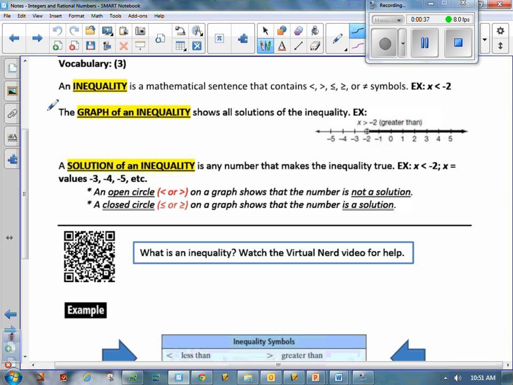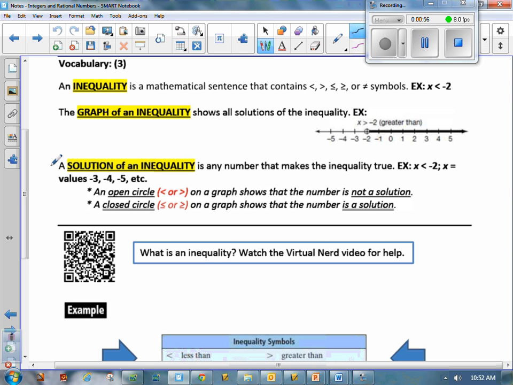The graph of an inequality shows all solutions of the inequality. So for example, you'll have a number line with positive and negative numbers, and then you are going to either have an open or closed circle that marks the inequality and an arrow going the direction of the inequality.